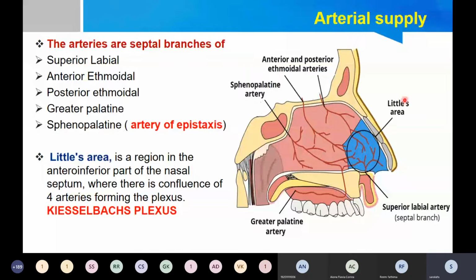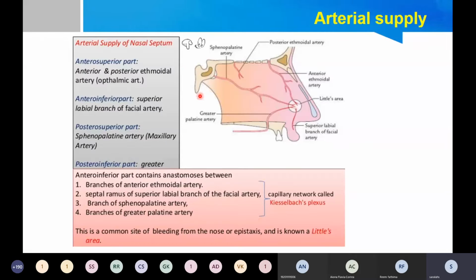Okay, very important question. You should be able to describe Little's area, what it is, what Kesselbach's plexus is, and why this area is more prone to bleeding or epistaxis. So four arteries you must remember for the arterial supply of the nasal septum. This is again the same slide with all the branches and how they are forming the Kesselbach's plexus and Little's area.